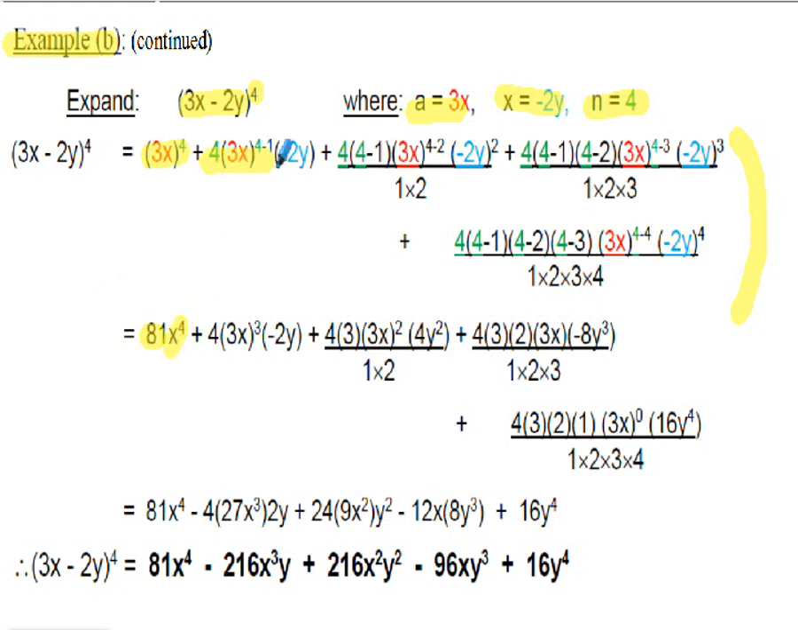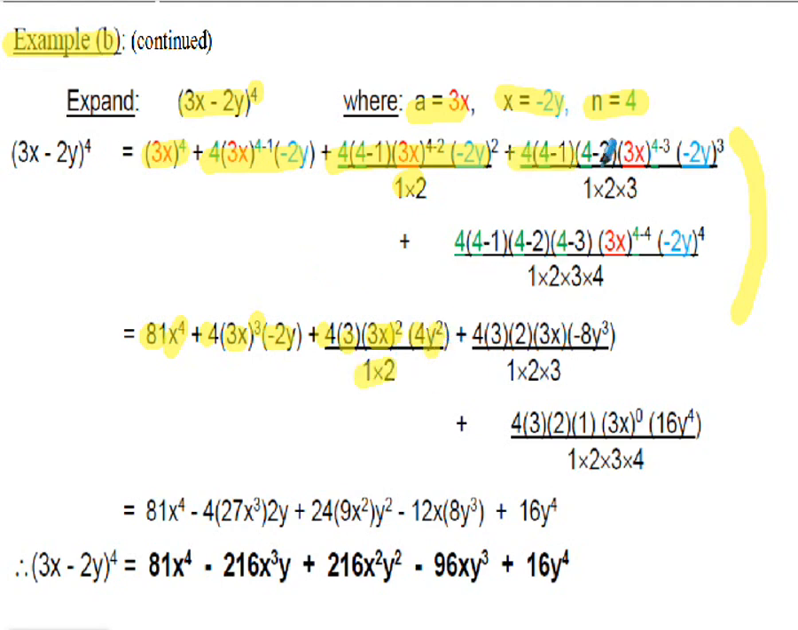Looking at my second term here, I've got plus 4 times 3x to the power of 3, 4 take away 1 is 3, and that's multiplied by the minus 2y in brackets. Looking at my third term here, I've got 4 multiplied by 4 take away 1, so that's 3, multiplied by 3x to the power 2 this time, 4 take away 2, and then be careful, I've got minus 2y all squared, so minus 2 times minus 2 is plus 4. So it's 4y squared there over my factorial 2 again.